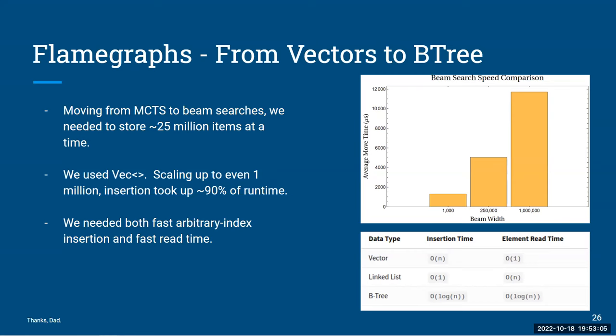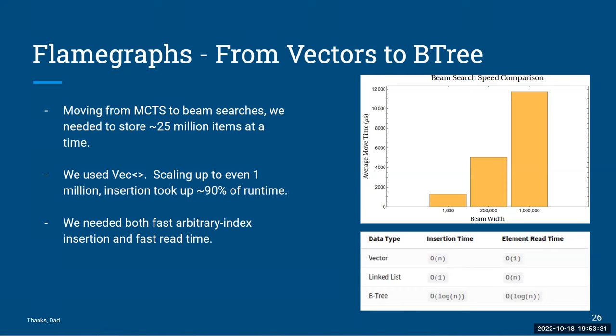This is not just an increase in the total time. This is an increase in the average time needed to make a move. And you can see that we were rapidly undoing all of that precious, precious optimization that we'd done with the emulator earlier. Eventually, we got the bright idea to run a flame graph on this. And we saw that insertion for a beam width of a million was taking up roughly 90% of runtime. So that was not good.